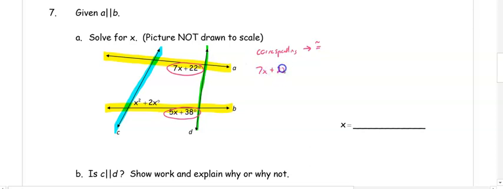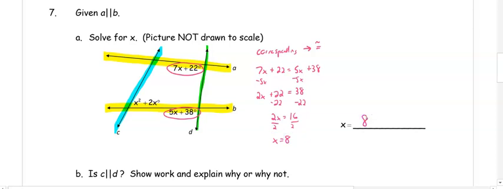7x plus 22 equals 5x plus 38. We can subtract 5x from both sides. 2x plus 22 equals 38. We can subtract 22 from both sides. 2x equals 16. When we divide by 2, x is 8.